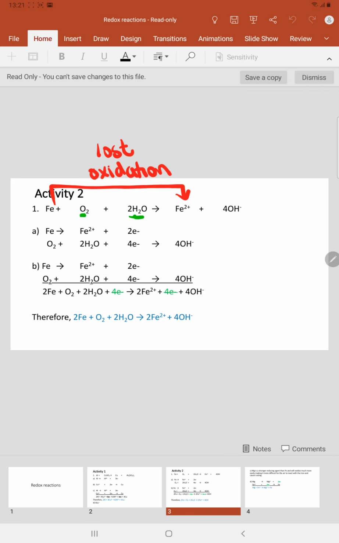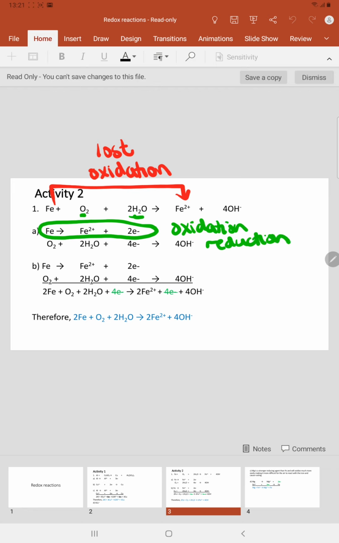So we already know that Fe gives Fe2+ plus 2 electrons. We know that this is our oxidation half reaction because it was given in the question. So obviously the next equation, including oxygen and water, is going to be the reduction half reaction.